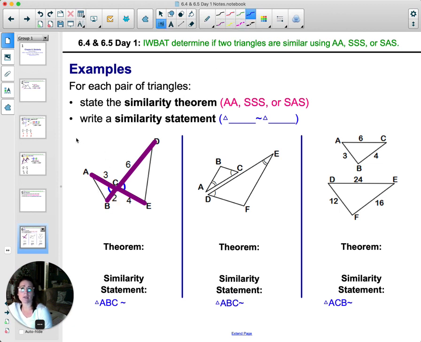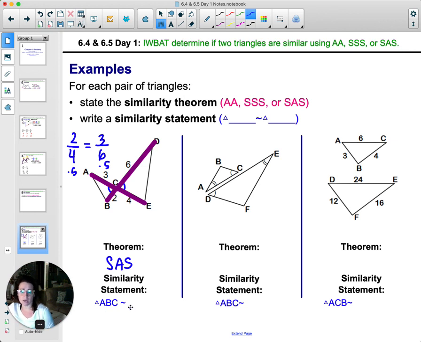Okay, so I would again compare the 2 in the same triangle. So the 2 and the 3 are in this left-hand triangle. Compare those to the right-hand triangle. Smaller number with smaller number, bigger number with bigger number. So 2 divided by 4 is 0.5. 3 divided by 6 is 0.5, so they are proportional. Okay, so we have 2 sets of sides that are proportional, and we have one set of angles that's congruent, so that's side angle side.